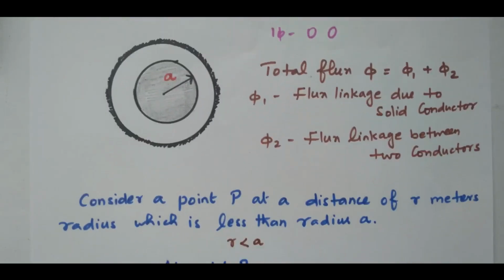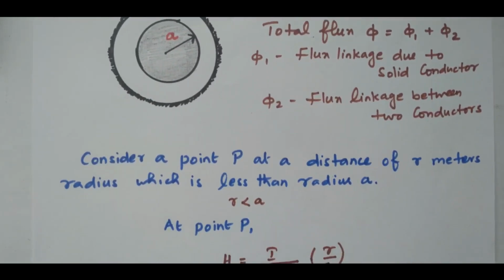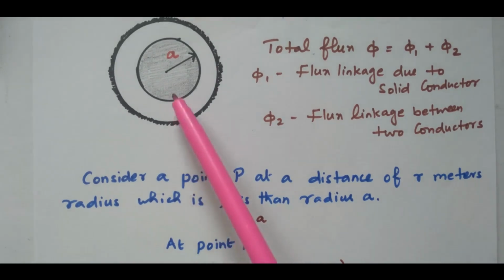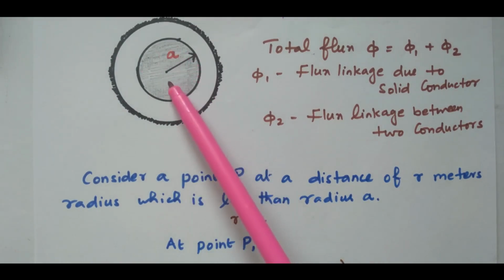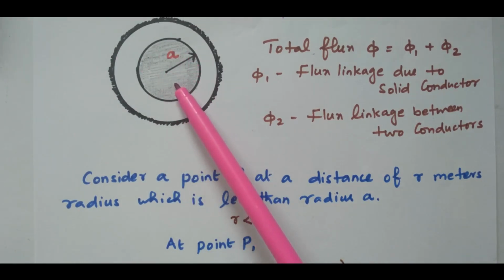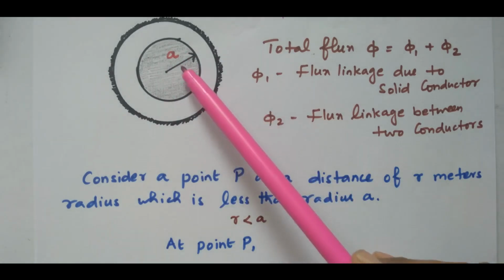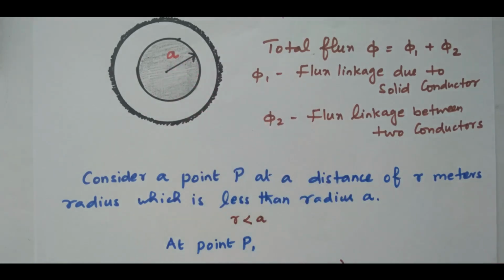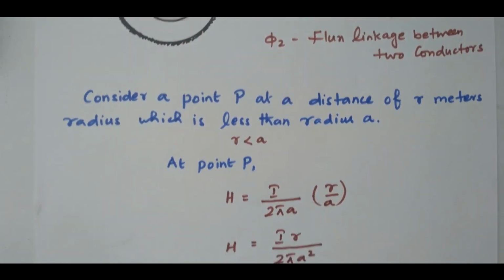For calculation purposes we consider one point P at a distance of r meter radius, which is less than the radius a. The radius r is less than a meter, the radius of the conductor. That means the point P is located inside the conductor, not outside. So at point P we will see the derivation.